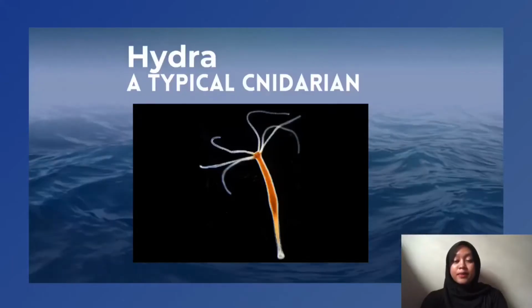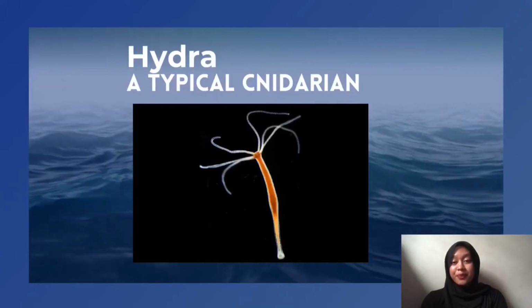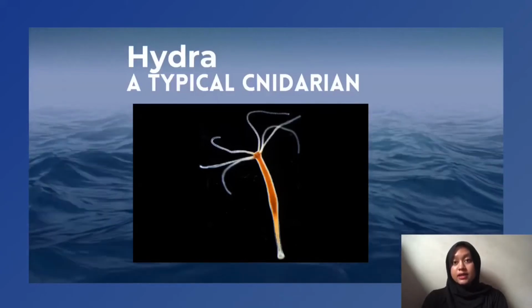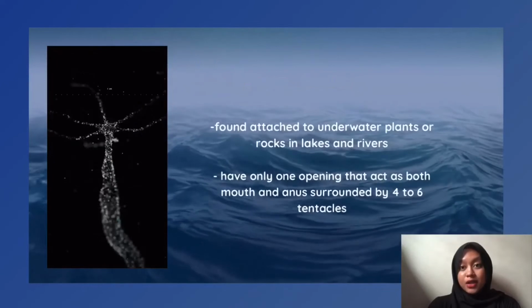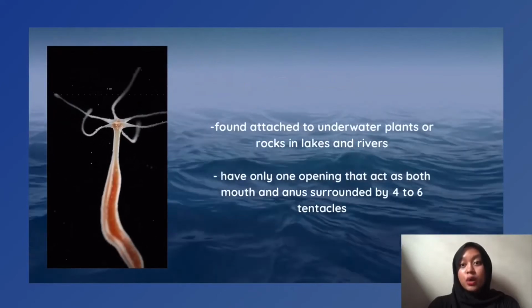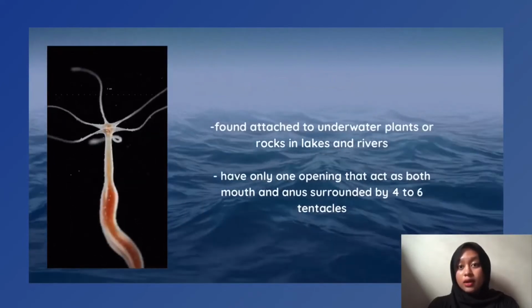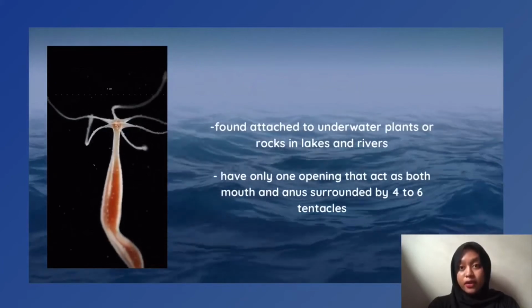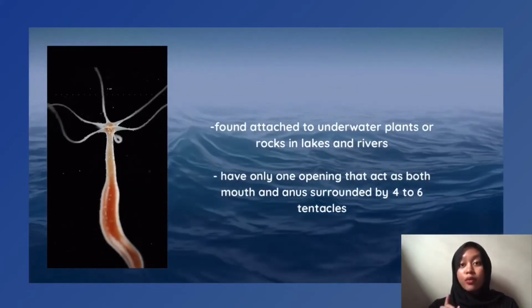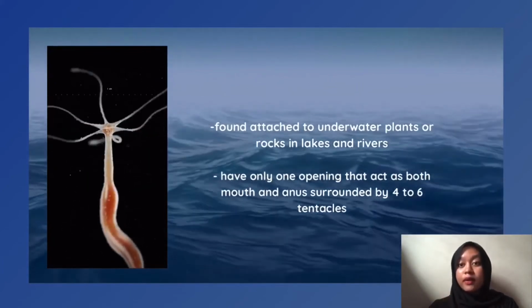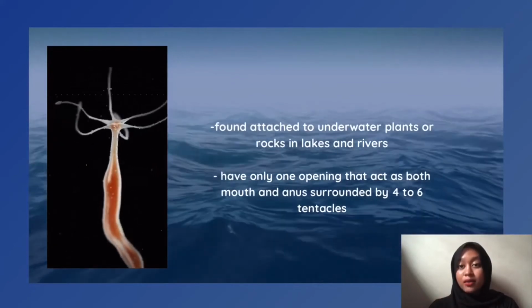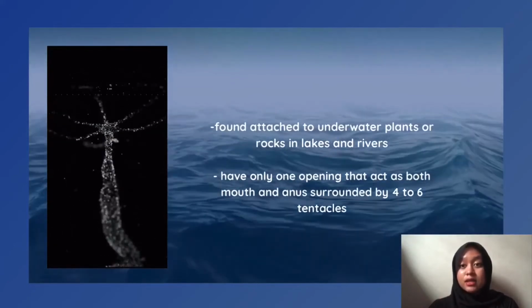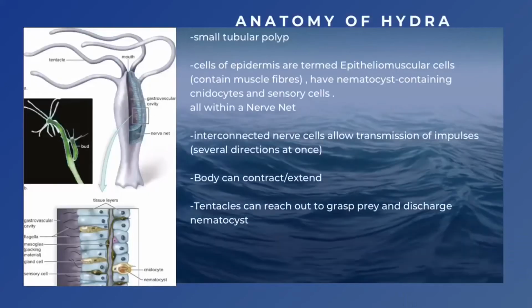An example of a typical cnidarian is a hydra. Hydras are often studied as an example of a cnidarian. Hydras are likely to be found attached to underwater plants or rocks in most lakes and rivers. A hydra has only one opening that acts as both the mouth and anus, located in a raised area surrounded by 6 to 10 tentacles. This is the anatomy of a hydra.